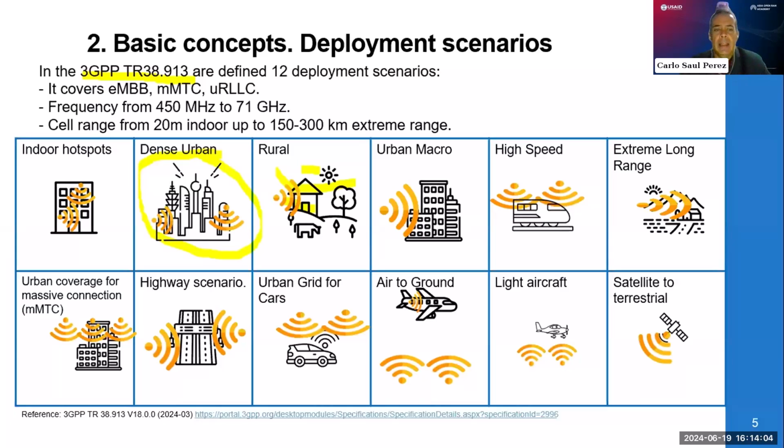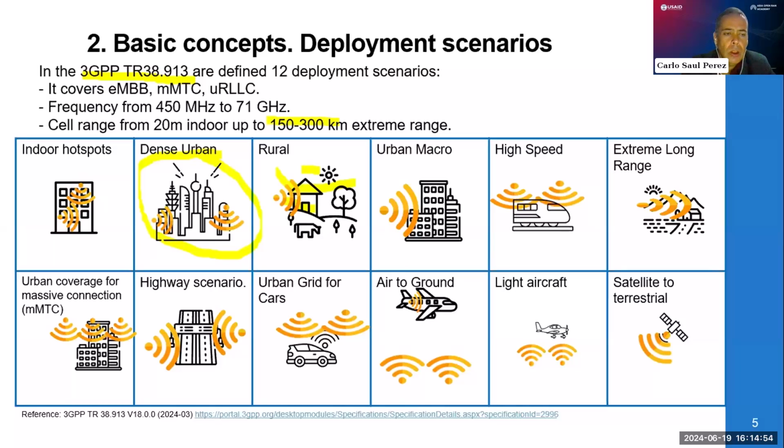Also, one of these 12 scenarios is this extreme long range area, because different from the rural area, where maybe you cover 15 or 20 kilometers, in this extreme long range you can have areas covering almost between 150 and 300 kilometers. So you can have a complete area. In particular, it is for these rural areas where you have houses located separated from each other by maybe 1 kilometer or 5 kilometers. But you can have just one site covering all of this long area around there.